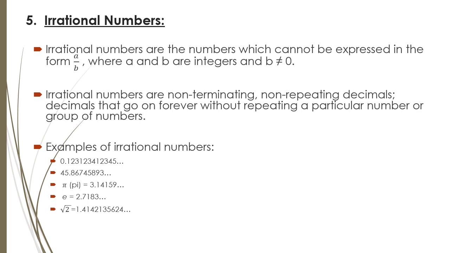Here we see some examples of irrational numbers. Before studying the examples, one thing should be very clear in your mind, that if a decimal number has non-terminating and non-repeating decimal expansion, we can say that it is an irrational number. Let us see the first example.